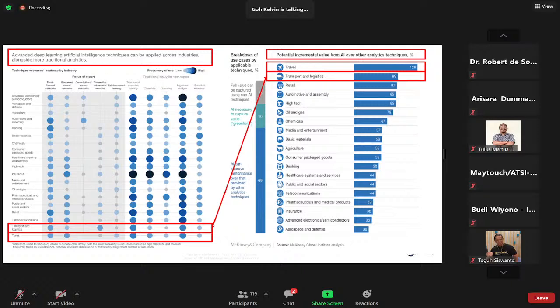You see, right at the bottom, transport and logistics and travel are two of the areas that have the lowest adoption of some of the more advanced techniques. At the same time, in terms of potential incremental value with AI and analytics, these are in fact the two industries with the most potential to look into. And I think it's easy to tell why.